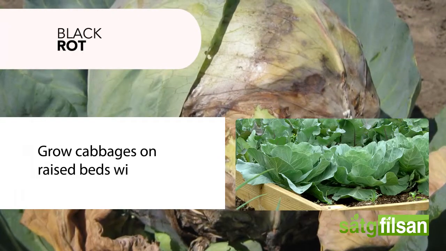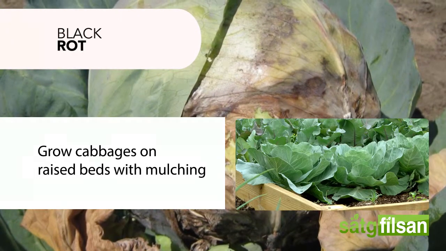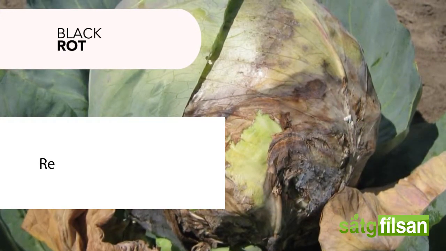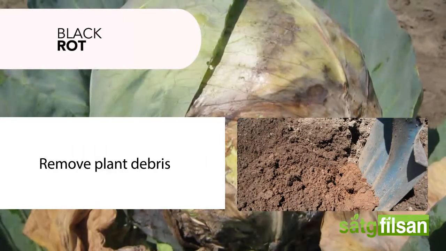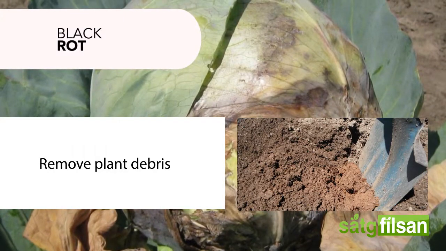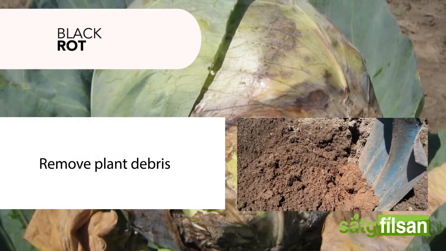Grow cabbages on raised beds with mulching. And finally, remove, burn, or deep plow all crop debris after harvest to reduce the ability of the bacterium to survive in the soil.